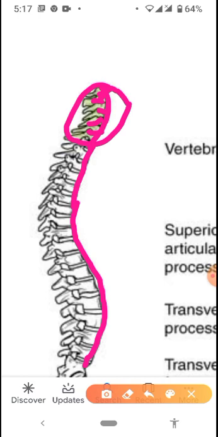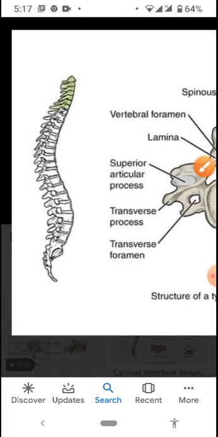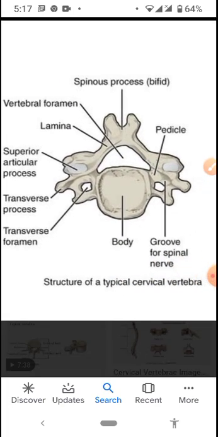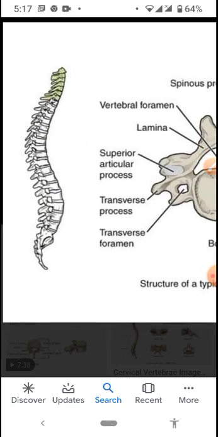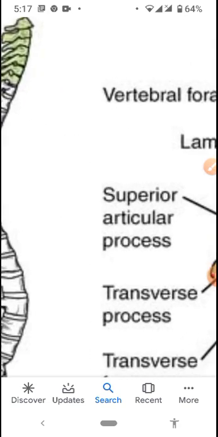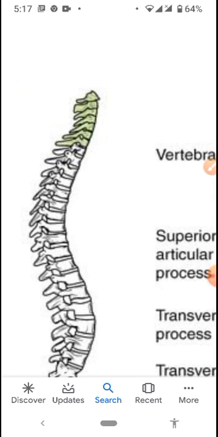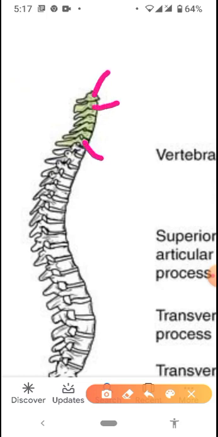The posterior side of the neck has the vertebral column, and in the vertebral column you have the vertebra. So this C1, C2 and C7, these are the atypical cervical vertebra because these have some special characteristics.